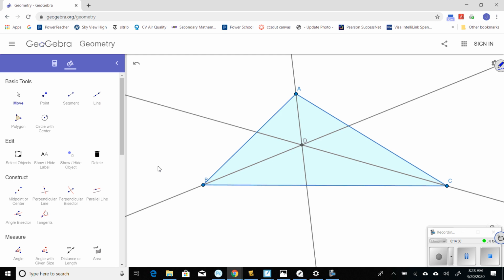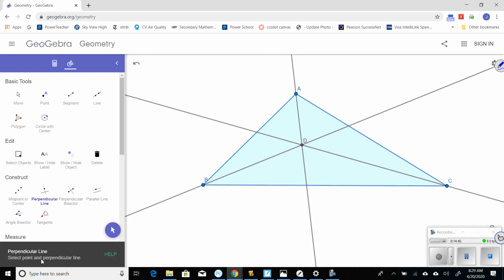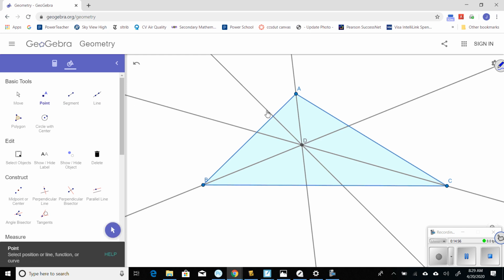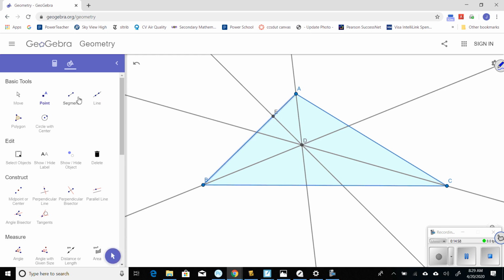If I take this and measure it, if I come down here, this is a perpendicular line. Remember, when you measure the distance from this point to the side, you measure the perpendicular distance. So I'm going to do the perpendicular bisector, actually perpendicular line, not bisector. It says select a point in a perpendicular line. So I'm going to go from here to there. Okay, and then I'm going to put a point here, and make this a segment from there to there, and then delete this bigger line.